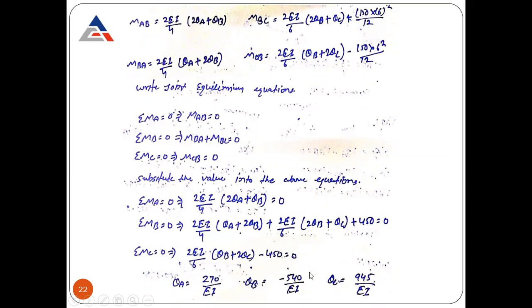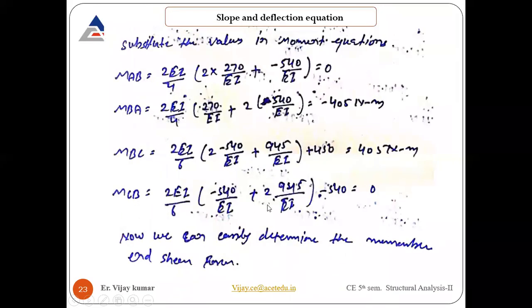So these are the values you need to find. Theta A will come out, theta B will come out, theta C is also coming out, by solving these three equilibrium equations. After doing so, put all the values into the further moment equation and try to solve for the values of FAM.